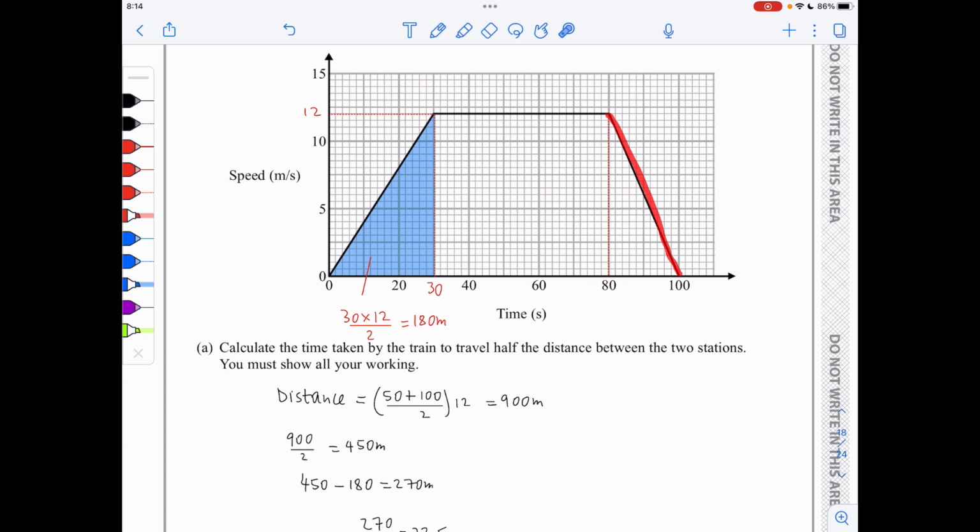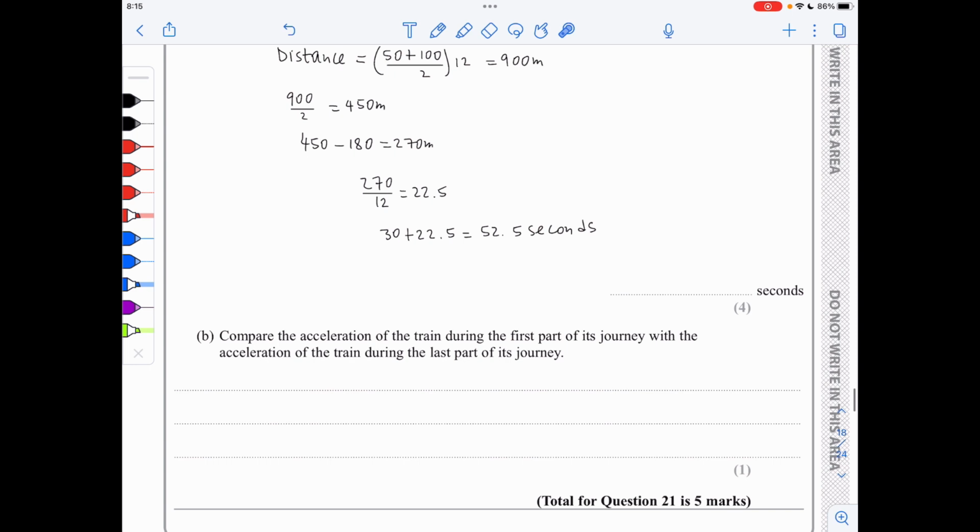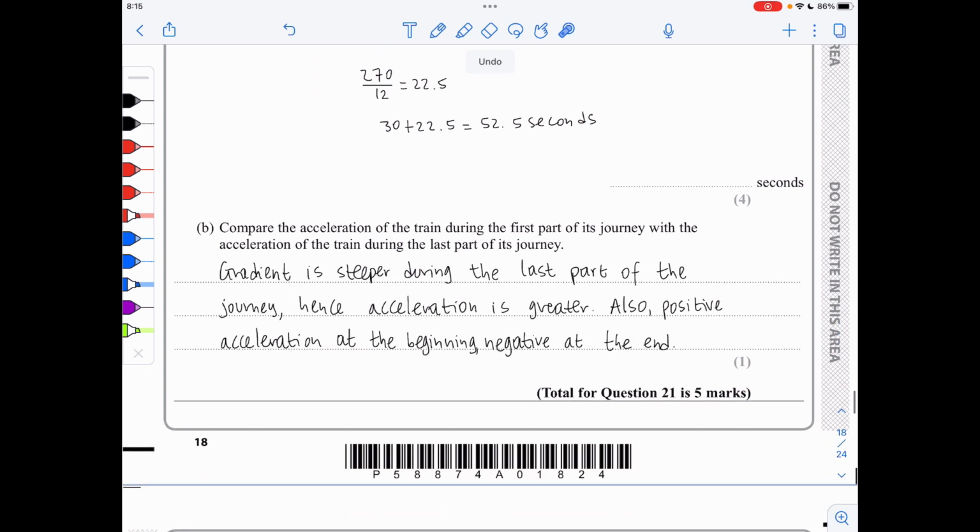Another thing we could say is compare the gradients. We can see that while decelerating, this is steeper than this part here, and therefore we can simply say that the gradient is steeper during the last part of the journey, hence acceleration is greater, and also positive acceleration at the beginning, negative at the end. Any one of these 2 points will give you the mark.